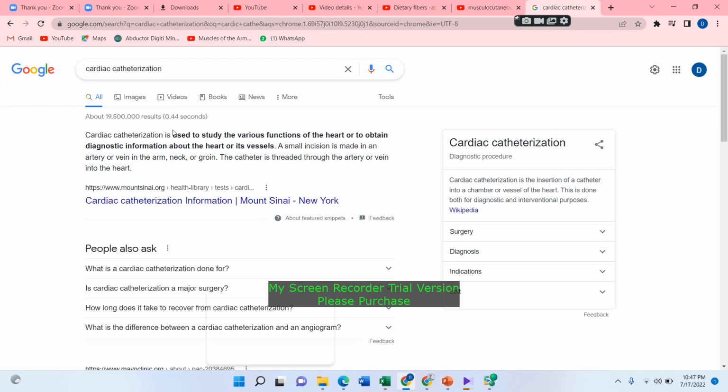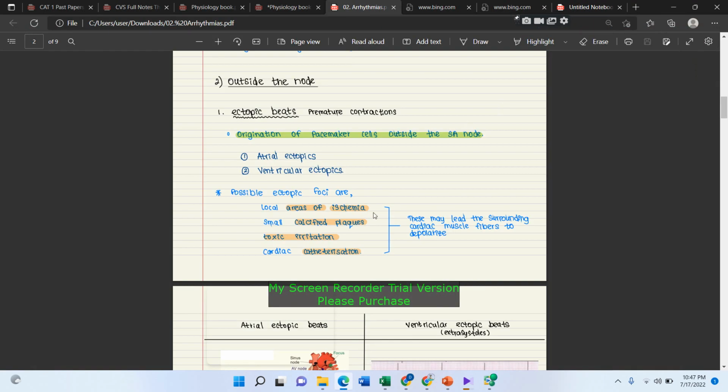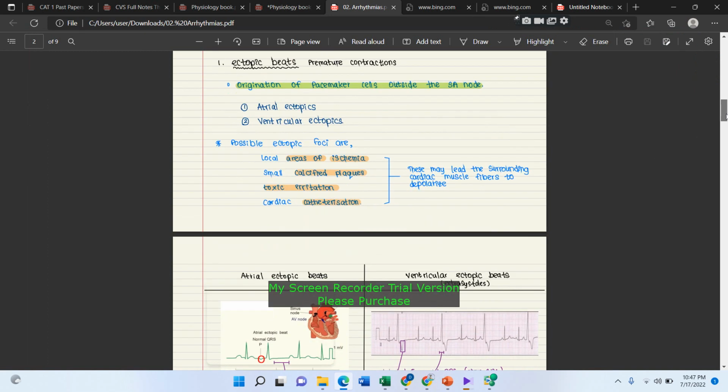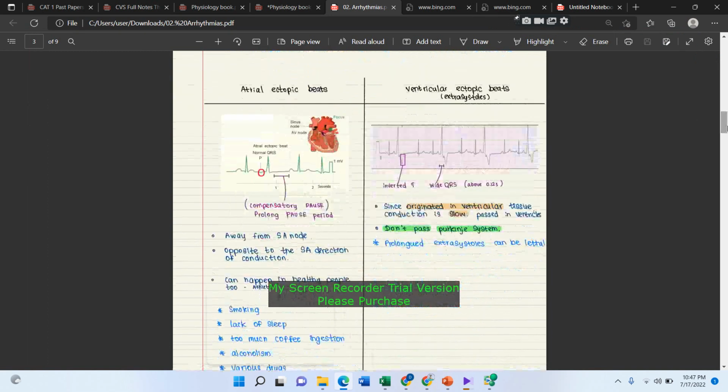So this cardiac catheter is put into an artery or vein in the arm, neck, or groin in order to study the various functions of the heart or to obtain diagnostic information about the heart or its vessels. Because of this small incision and these cardiac catheters, they can also act as pacemaker cells.